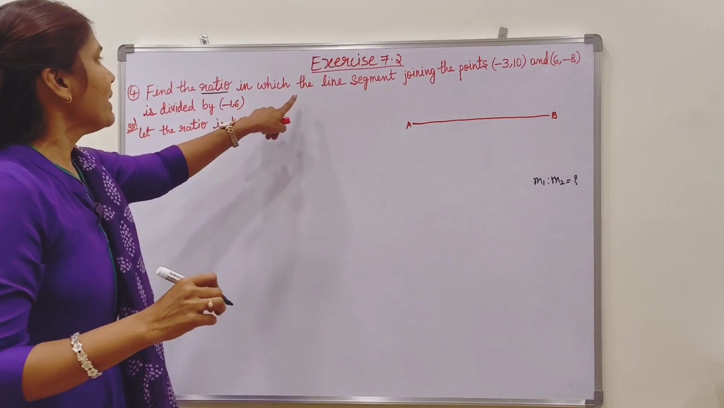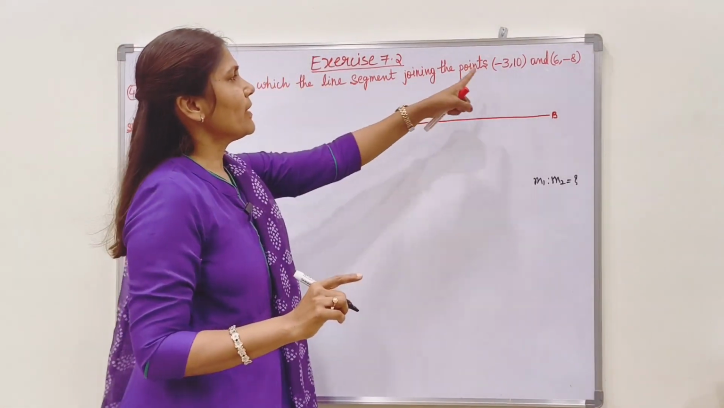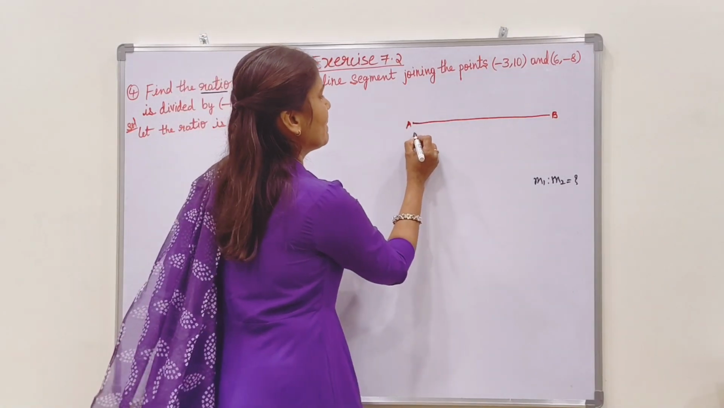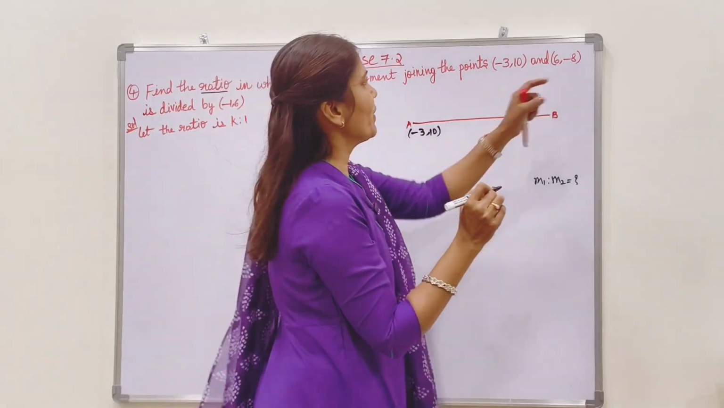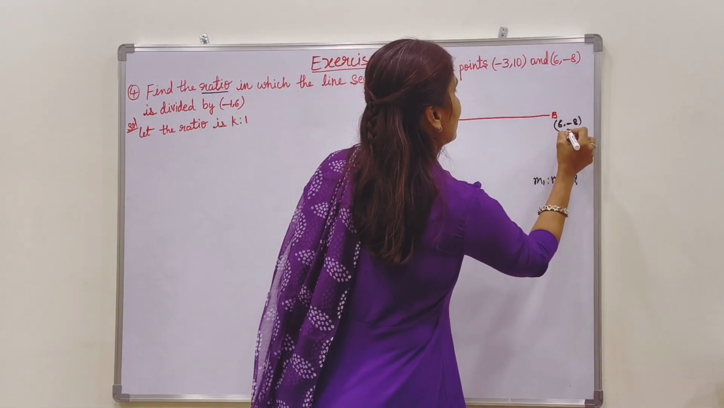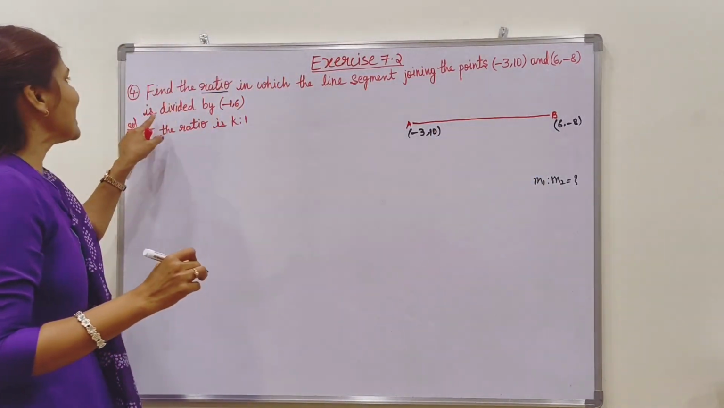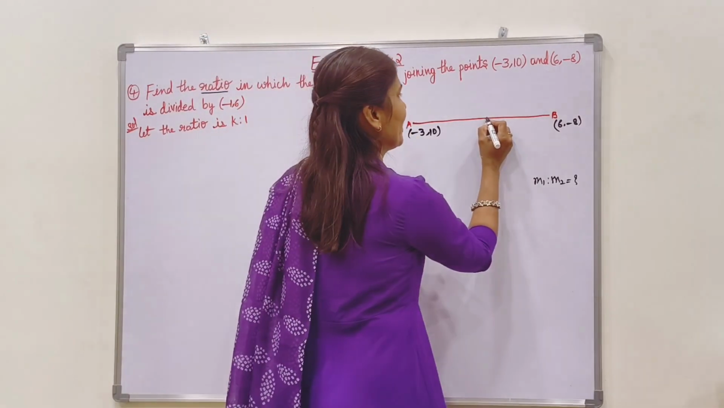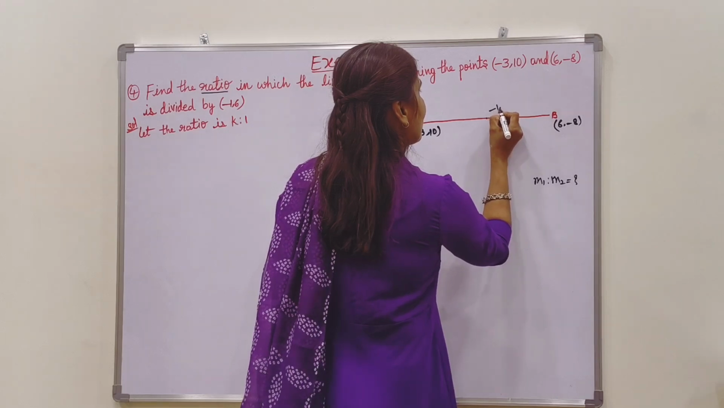Next, what is there? One line segment is there. What are the joining points? This point's coordinates are (-3, 10). Next, this point's coordinates are (6, -8). The line is divided at which point? (-1, 6).